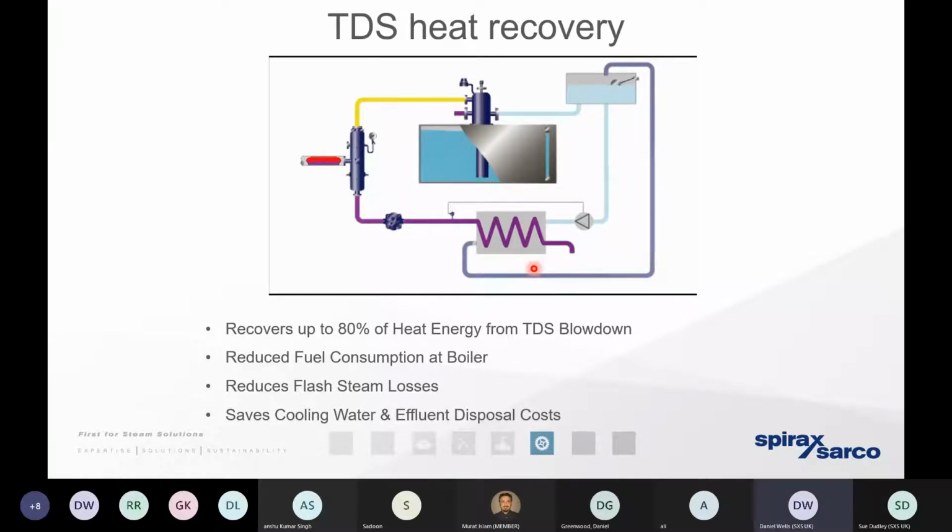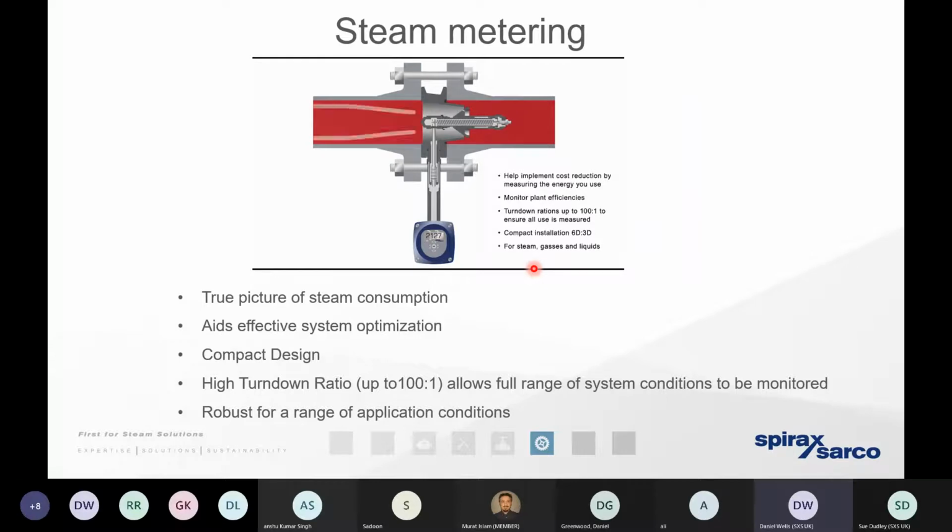And another important component of the boiler house that's often overlooked is the steam meter. We need to meter the mass of steam that is leaving the energy centre and entering the distribution network, because it's only by doing so that we can understand the true efficiency of the steam boiler and the true cost of steam that is being produced.